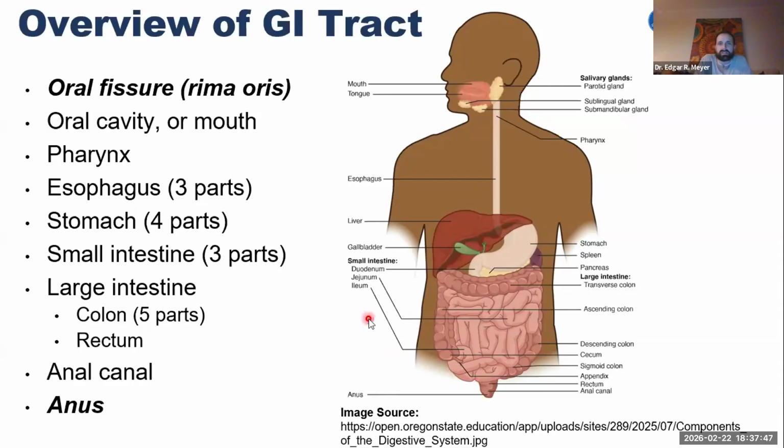I also saw that some people mentioned the flexures in our colon, which are nice to mention. We have our hepatic flexure, also known as the right colic flexure because it's on the right side, and our splenic flexure, also known as the left colic flexure because it's on our left side.